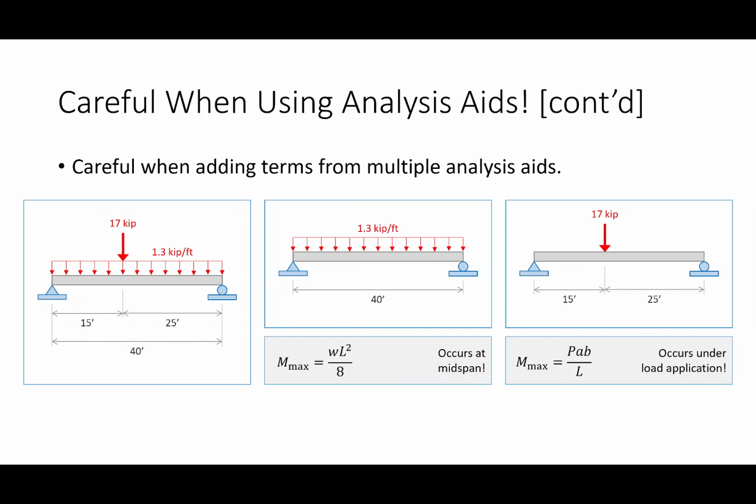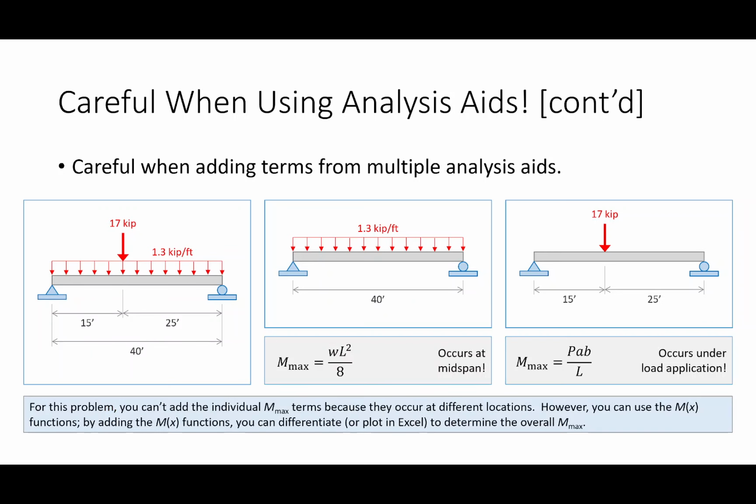So if you just take this maximum moment and add it to this maximum moment, you are not going to get the right answer because those are at different spots. If you wanted to figure out the maximum moment on this beam, I would do one of two things. One is instead of using the maximum moment formulas, use the moment as a function of x formulas, plot them, and just use Excel to figure out the maximum moment. Or you could add the two formulas up, take the derivative, set it equal to 0, solve for x, take that value of x, plug it into the function, and get the maximum moment that way.